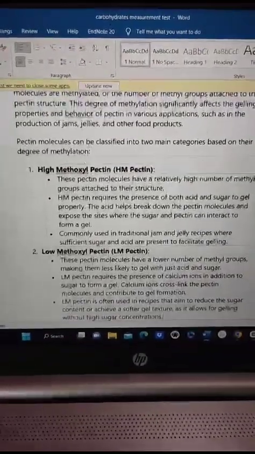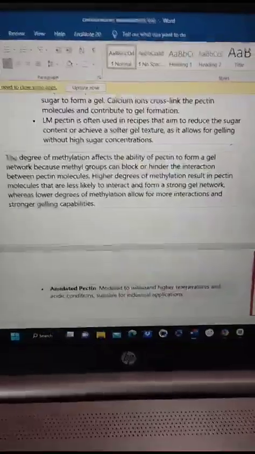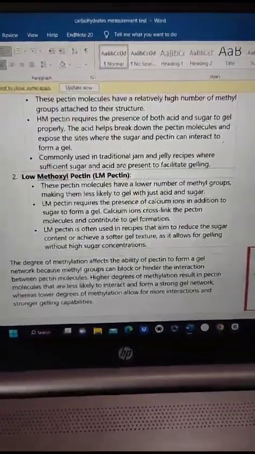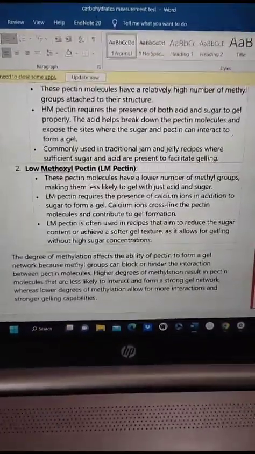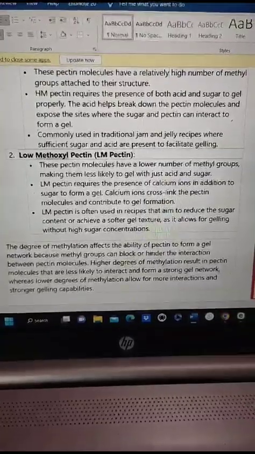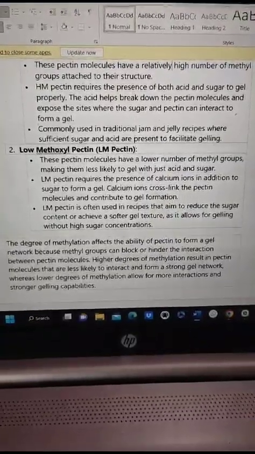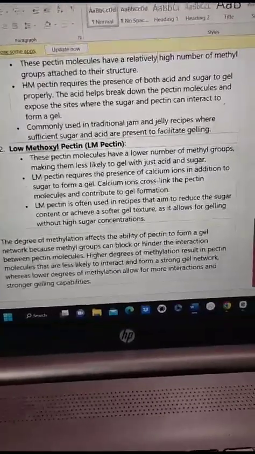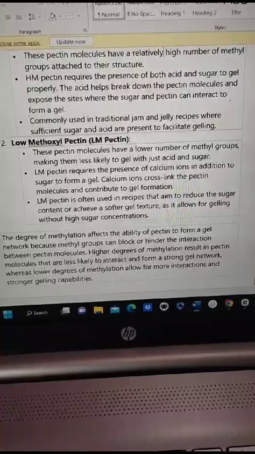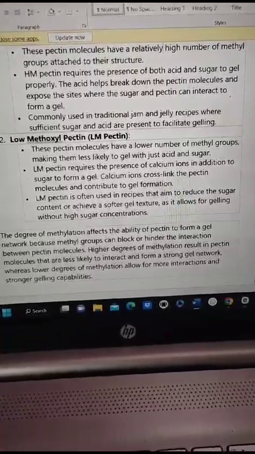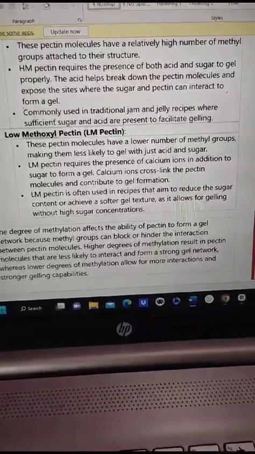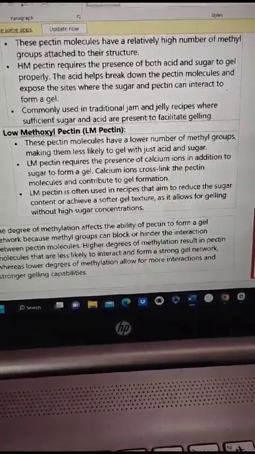And the next one is low methoxyl pectin. In high methoxyl pectin, the degree of methylation is around 50 to 70%. Similarly, in low methoxyl pectins, the degree of methylation is less than 50%, in which a low number of methyl groups are attached to the pectin molecules. Thereby, these are less likely to form gel in the presence of acids and sugar.